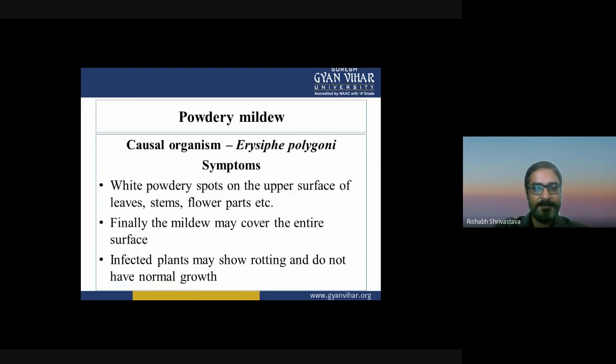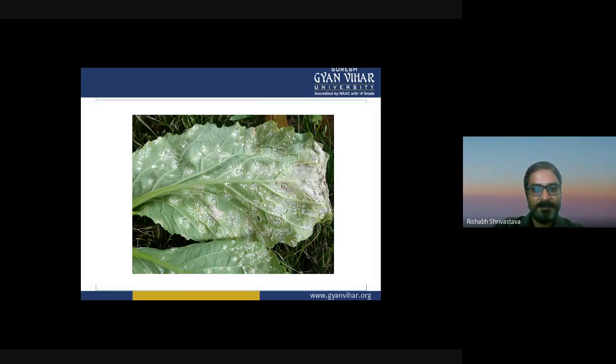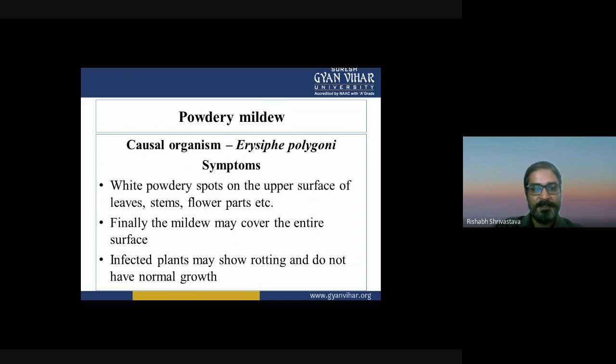Powdery mildew, causal organism: Erysiphe polygoni. Symptoms: white powdery spots on the upper surface of leaves, stems, flower parts, etc. Finally, the mildew may cover the entire surface. Infected plants may show rotting and do not have normal growth.